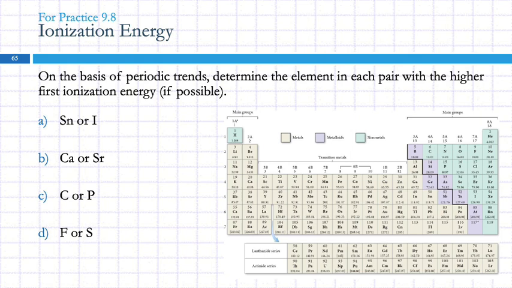So on the basis of trends, determine which has the higher first ionization energy. So tin or iodine. Those sound familiar? Which one is smaller? Well, as we go across, they get smaller. So we expect iodine to be harder to take an electron from. Calcium or strontium? There's calcium and strontium. As we're going down, they're getting bigger, and it's easier. So the smaller one would be harder.